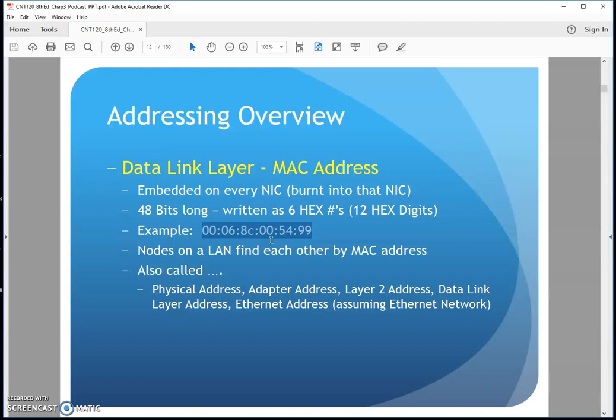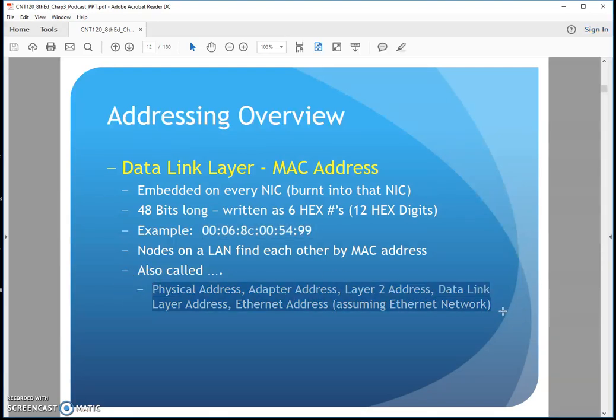Nodes on a LAN, nodes all connected to the same switch, find each other by MAC address. If you remember, we talked a little bit about switches and how switches learn MAC addresses and try to get data to the correct port, and only that one port on the switch. This is the address that the switches are using to do that. So if I have two computers connected to the same switch, they should be able to find each other directly by MAC address.